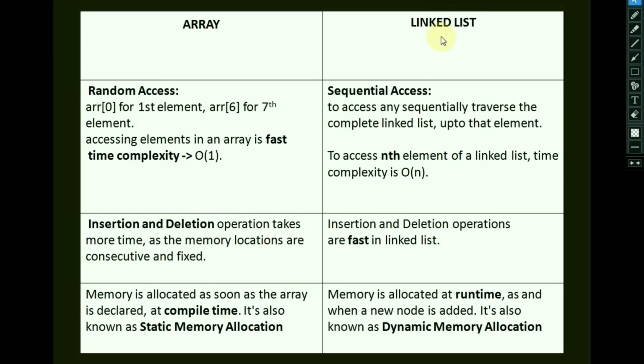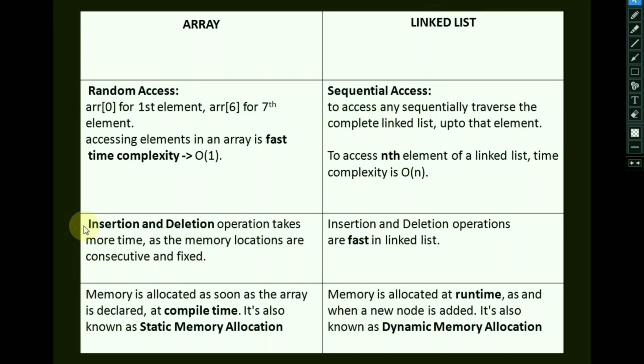But in case of linked list, we don't have random access, we have sequential access, which means if I want to access the 7th element of the linked list, I have to sequentially traverse the entire linked list. So first I'll take the first element, then second, then third, fourth, fifth, sixth, and that's how I will get to my 7th element. In this case, the time complexity increases, which becomes O(n).